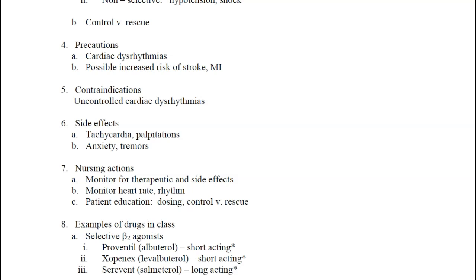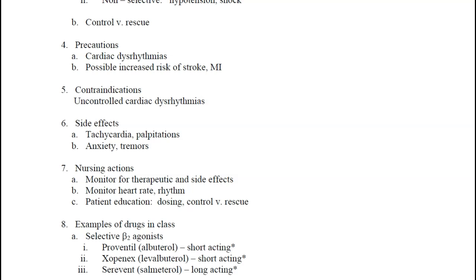Xopenex or levalbuterol is also another short acting medication. But that being said, it's not as commonly used as albuterol, but we see them depending on what's available in the market and which one is covered by the insurance. But the most common one would be your albuterol.